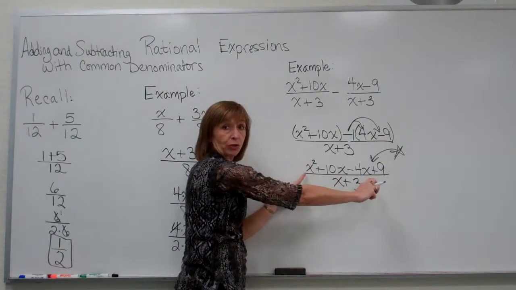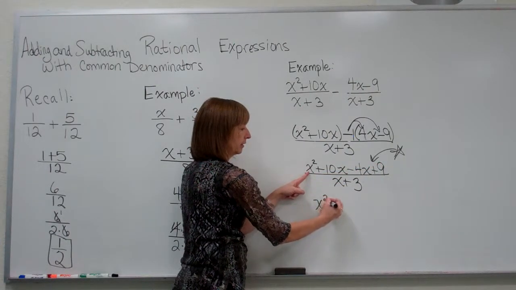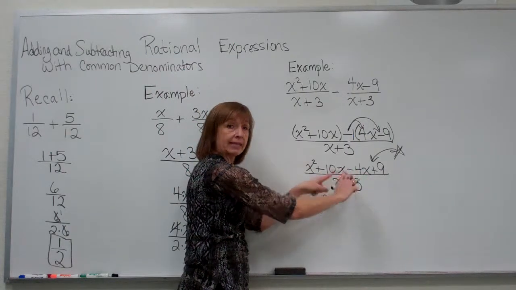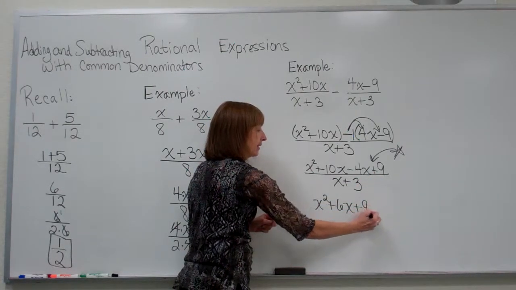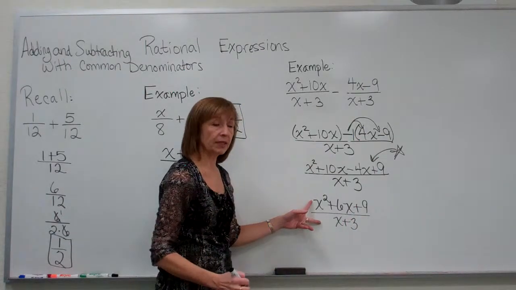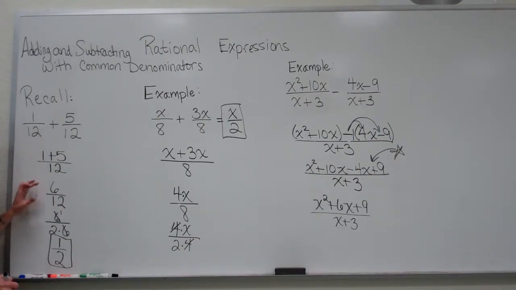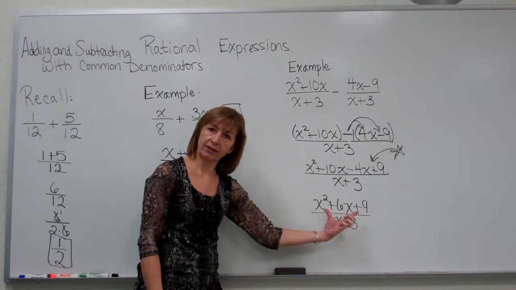Now combine like terms up here. I have my x squared, there's no like terms with x squared in the numerator. A plus 10x minus a 4x, they combine as a plus 6x. And then I have plus my 9 at the end, and this is all over x plus 3. So at this point in time, we're like where we were here in our numerical setting. We have combined our numerator as much as we could with the like terms, and we have our common denominator. But remember, we still want to see if we can simplify this final expression.